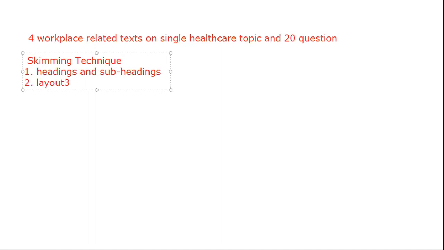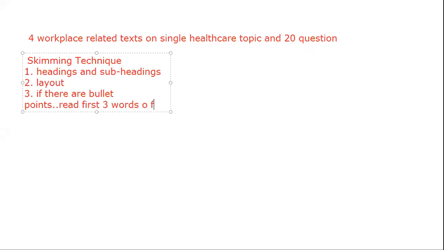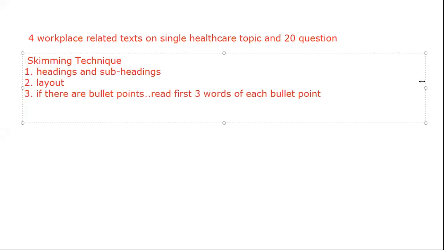Okay. So the third skill is, if there are bullet points, read the first 3 words, just the first 3 words, of each bullet point. You don't read the whole sentence, you just read the first 3 words of each bullet point.